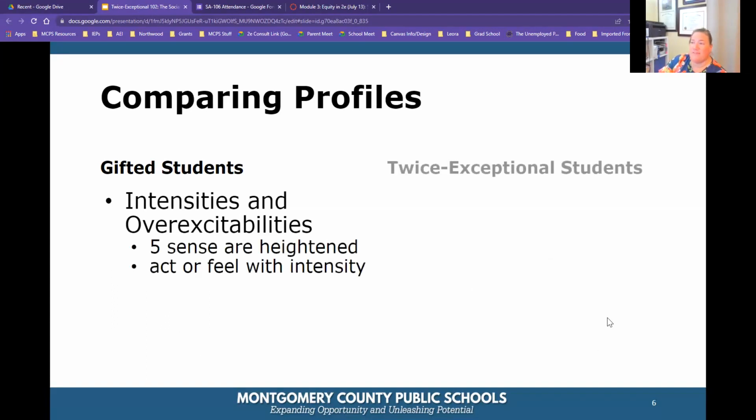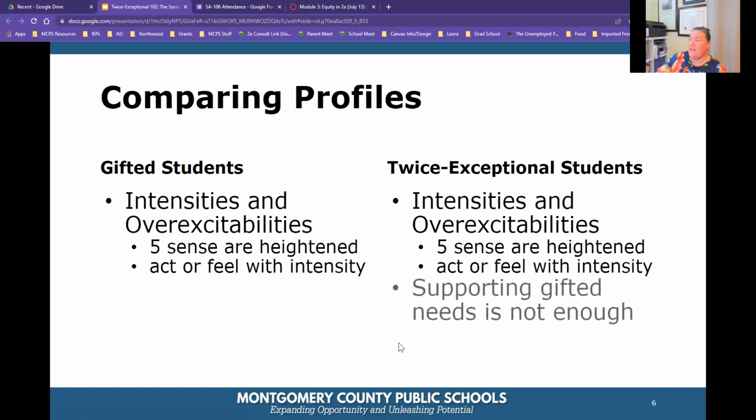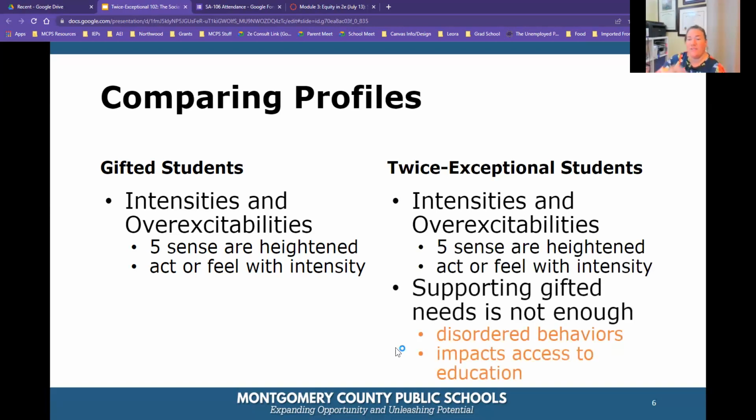The next one we talk about are the intensities and the overexcitabilities. And we talked last week a little bit about how there are different thoughts out there about what intensities and excitabilities really mean in terms of giftedness. But it really is talking about being able to act or feel with intensity. So it sometimes can look like obsession. It can sometimes look like rigidity and over focus. But again, what we're looking at is not only do they feel those intensities, but those intensities are impacting their ability to access.